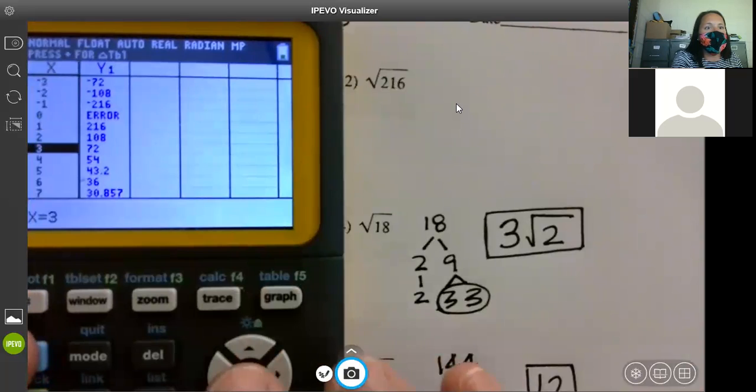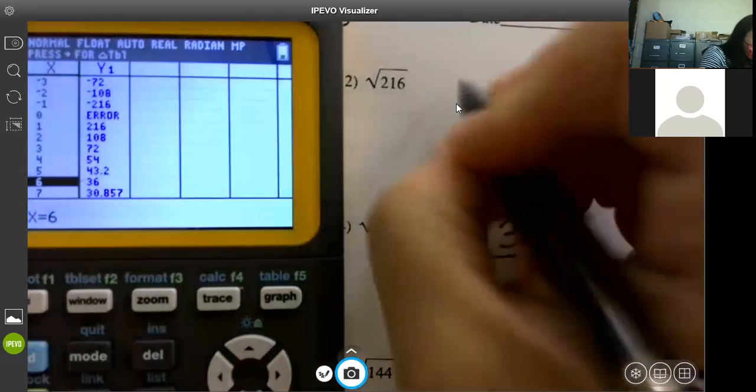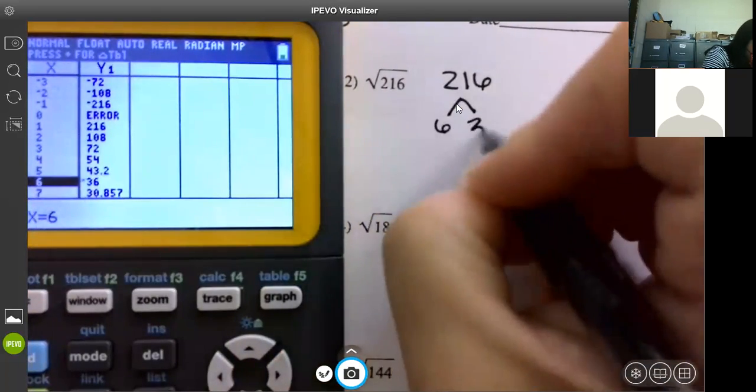And I see 3 and 72 and 4 and 54. I still am not very good with those factors. What about 6 and 36? Can you do those? Yeah. So 216 breaks into 6 and 36.